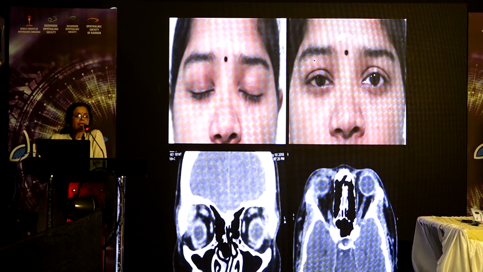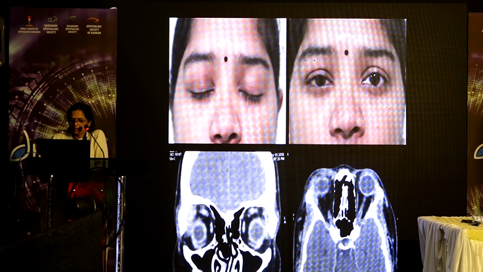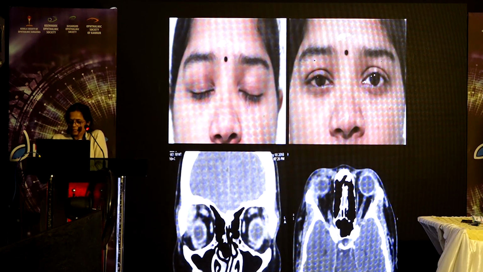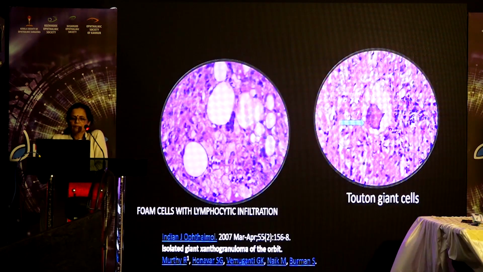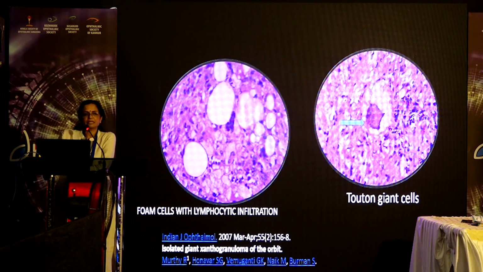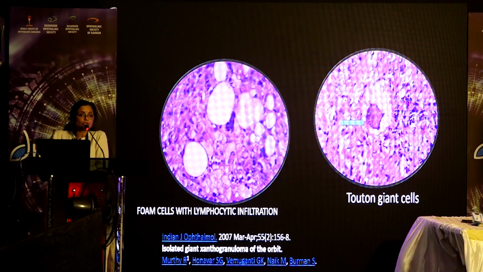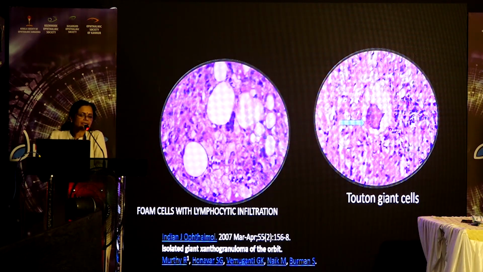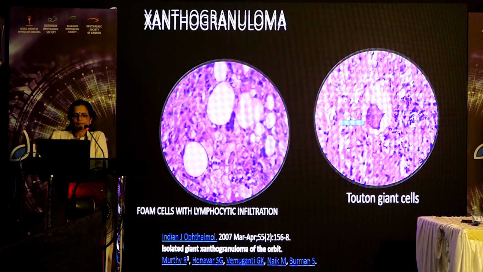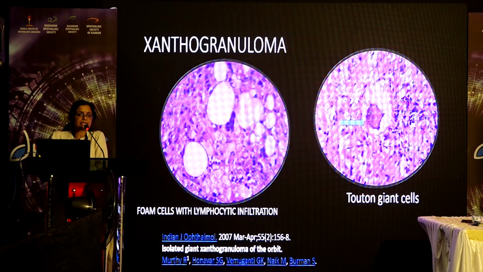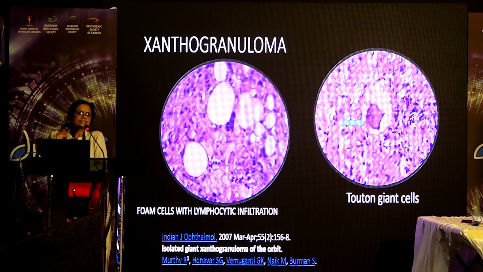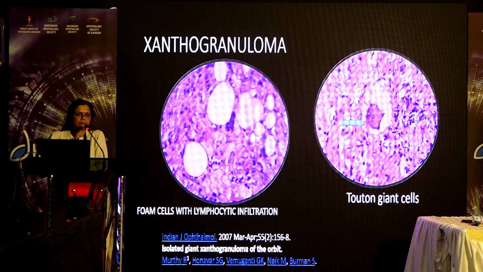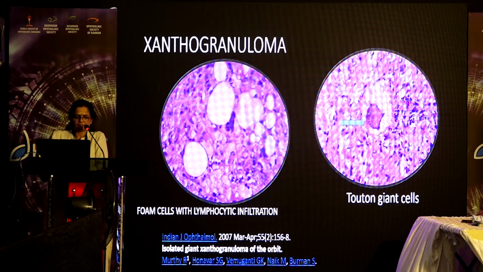This was a bilateral lacrimal gland mass. This was a young lady who was lactating, and she had a 1-year-old child. There were foam cells with lymphocytic infiltration and Touton giant cells, which are characteristically seen in xanthogranuloma. Which is a xanthogranuloma. The mass will be slightly yellowish in color. So that is the indication.